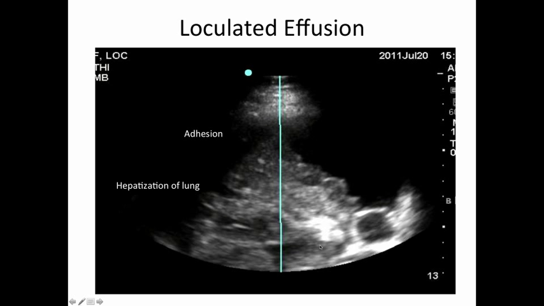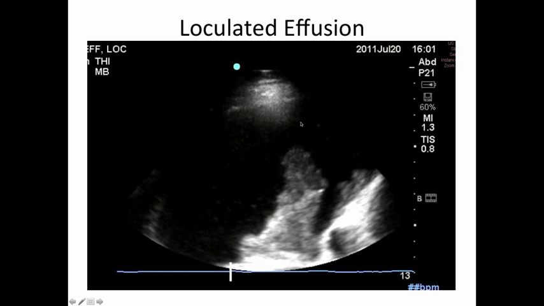And then importantly, as you image, you also want to look to see that there's no evidence of any adhesions. This is an example of where the lung is tacked up against the wall with fluid on either side. Additionally, you can see what's called hepatization of the lung. This is consolidation of the lung, where the consistency of the image appears very similar to what you might see in the liver. You can also see these really bright white dots through this, which are bronchioles. Again, this is another example of a loculated effusion.